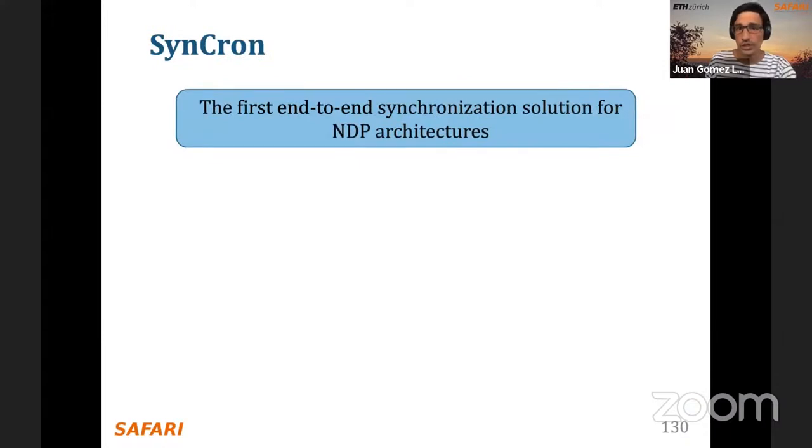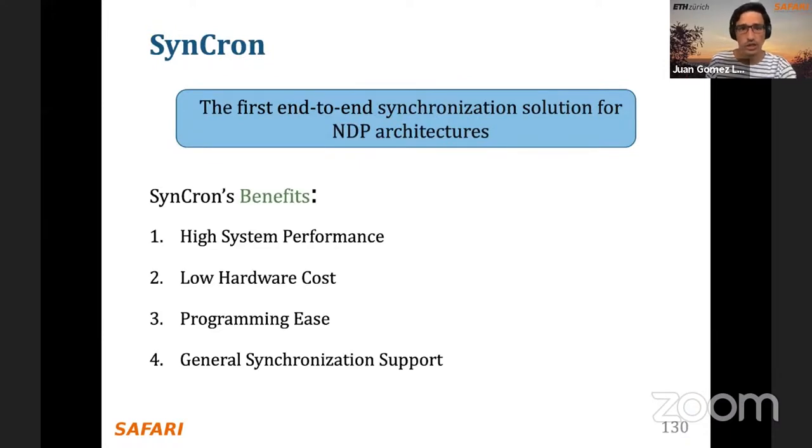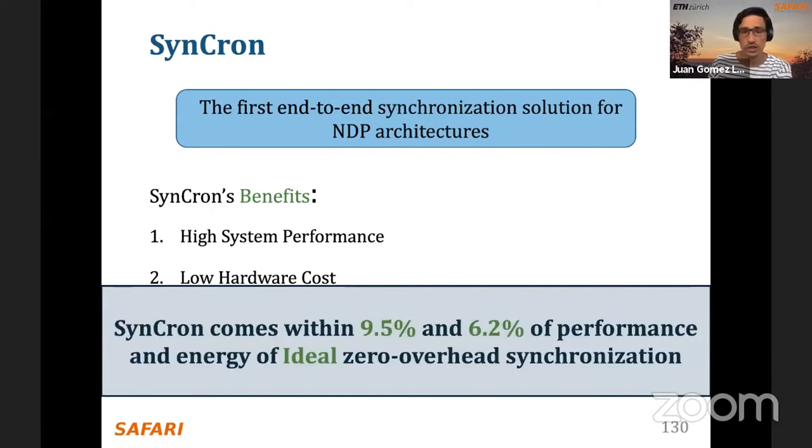So in summary, Synchron is the first end-to-end synchronization solution for NDP architectures, and it has really good benefits in terms of performance, low hardware cost, programming ease, because we essentially don't need to change the programming model. It's just new instructions in the ISA to do the synchronization in Synchron, and it provides general synchronization support. And as we said in the beginning, these are the performance results. You can check many more results because it's a paper with a lot of experimentation. You can find many more results for different use cases in the paper.